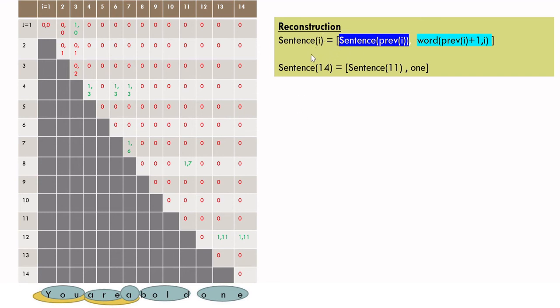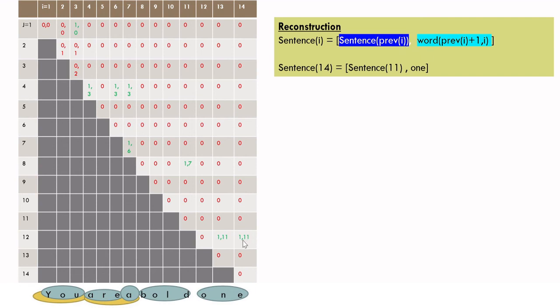So the way the reconstruction algorithm works is that we start at the end, we start at the last column, and then we say sentence I equals sentence of prev. And remember, the second thing that we had stored was the prev, right? And the prev is the ending word or ending character of the previous, before, excluding the word that ended up in the last one. Excluding that word, what was the previous character position? So sentence at the prev of I and the word.